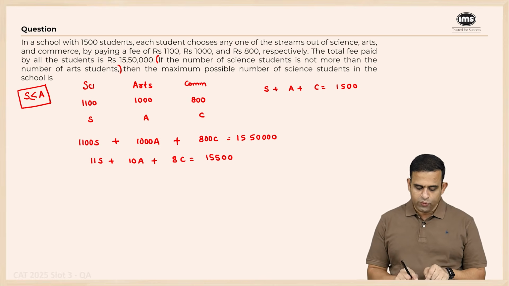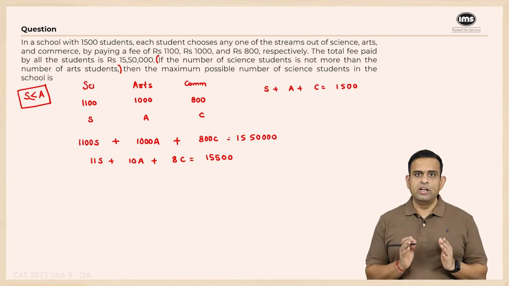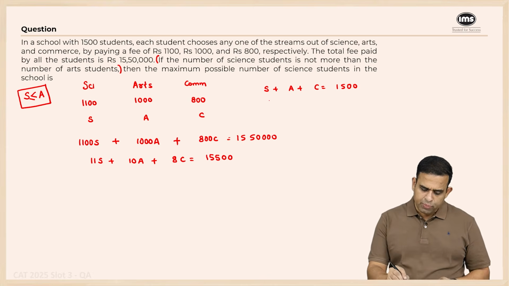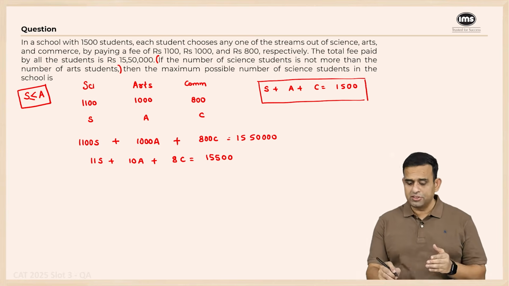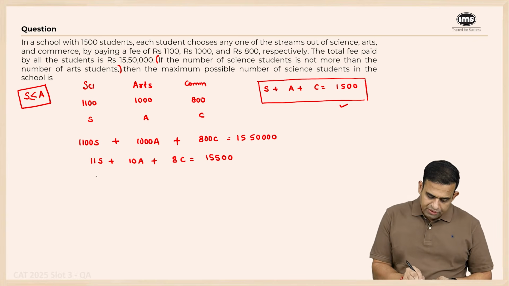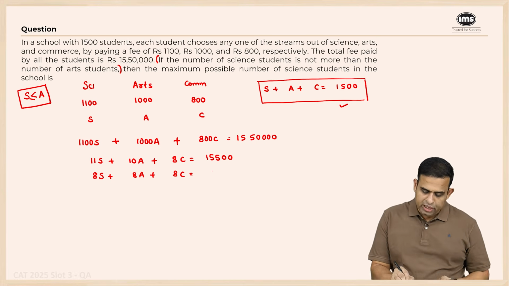Now, because we have a condition regarding science students and art students, we will try to eliminate C. We have two equations involving three variables, so let's eliminate the C variable. For that, I will make the coefficient of C the same in both equations. So let's multiply the equation S + A + C = 1500 by 8. That will give you 8S + 8A + 8C equal to 1500 into 8, which becomes 12,000.